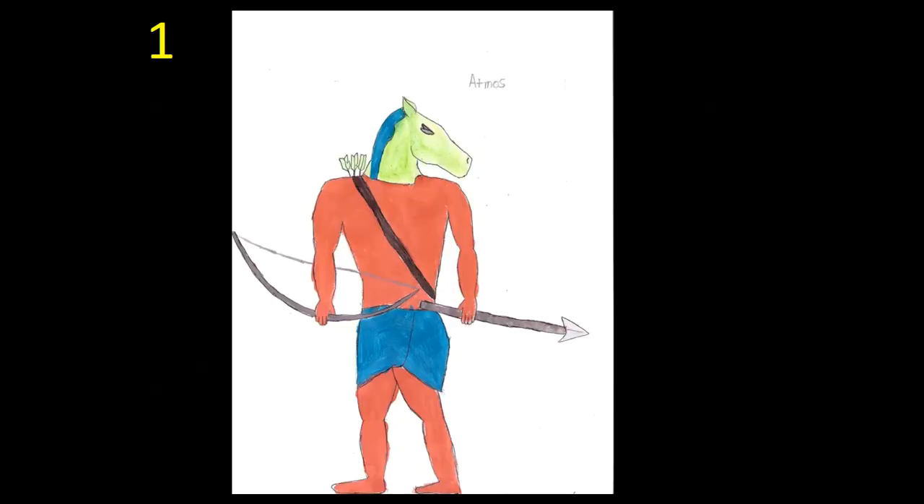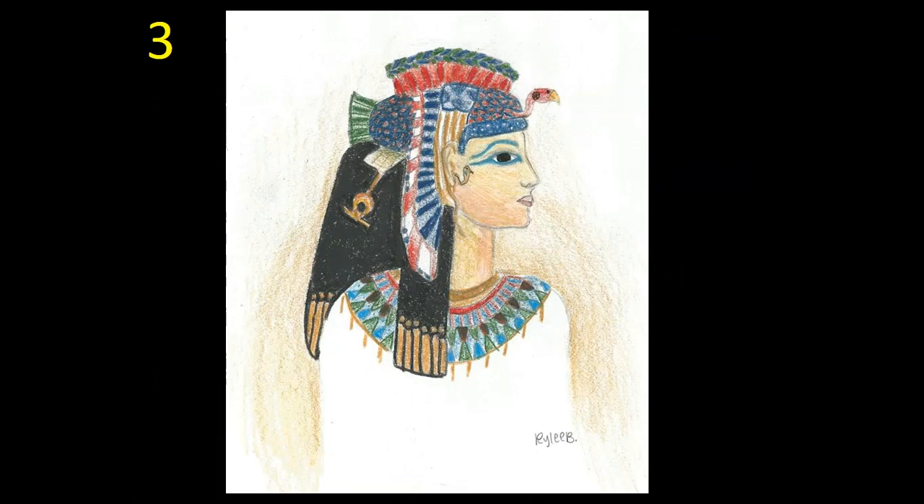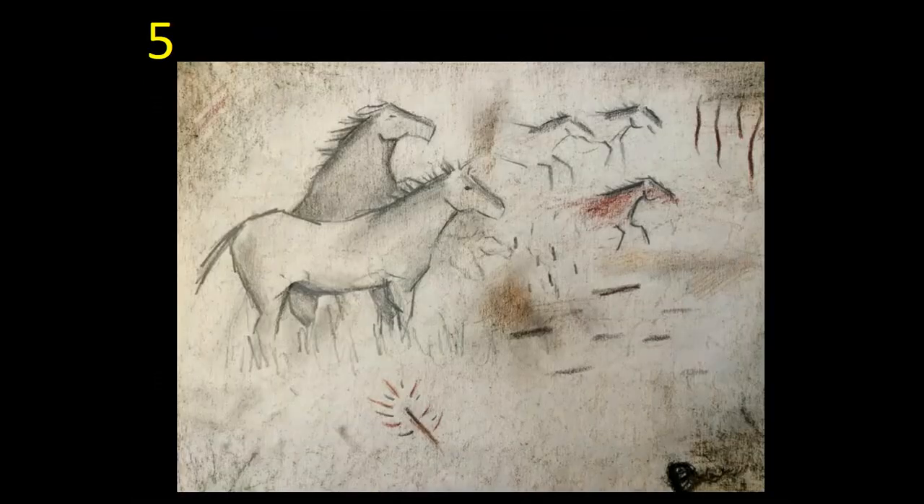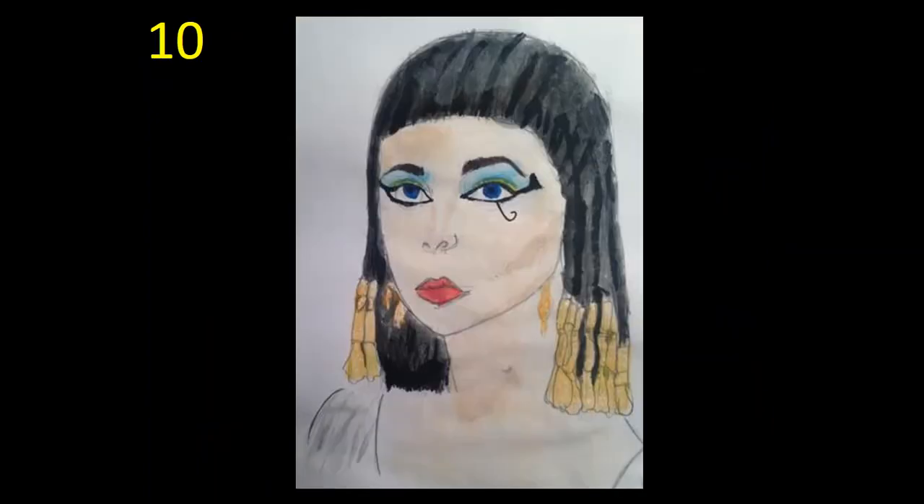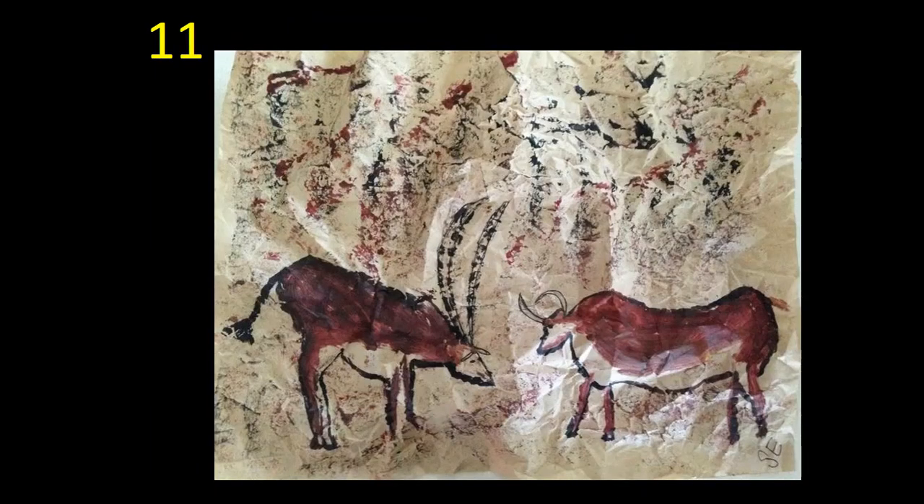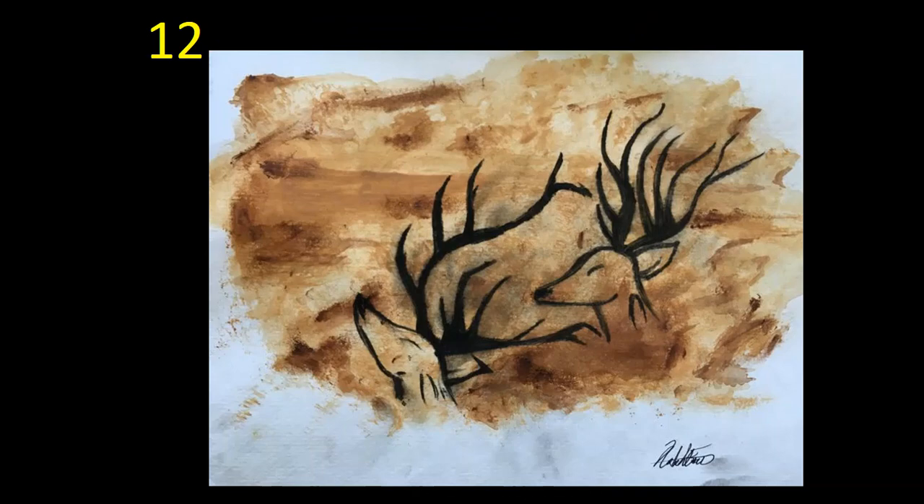I love to give students choices, so one of the other things they might do is pick from a variety of different choices. For an ancient artwork, they might do a cave painting or something from ancient Egypt.